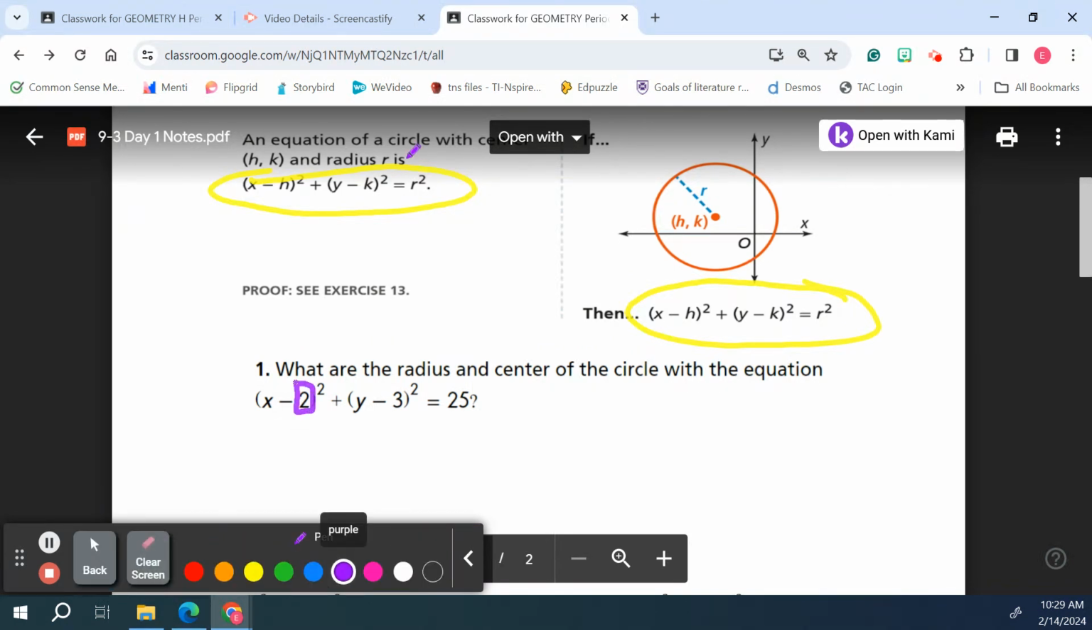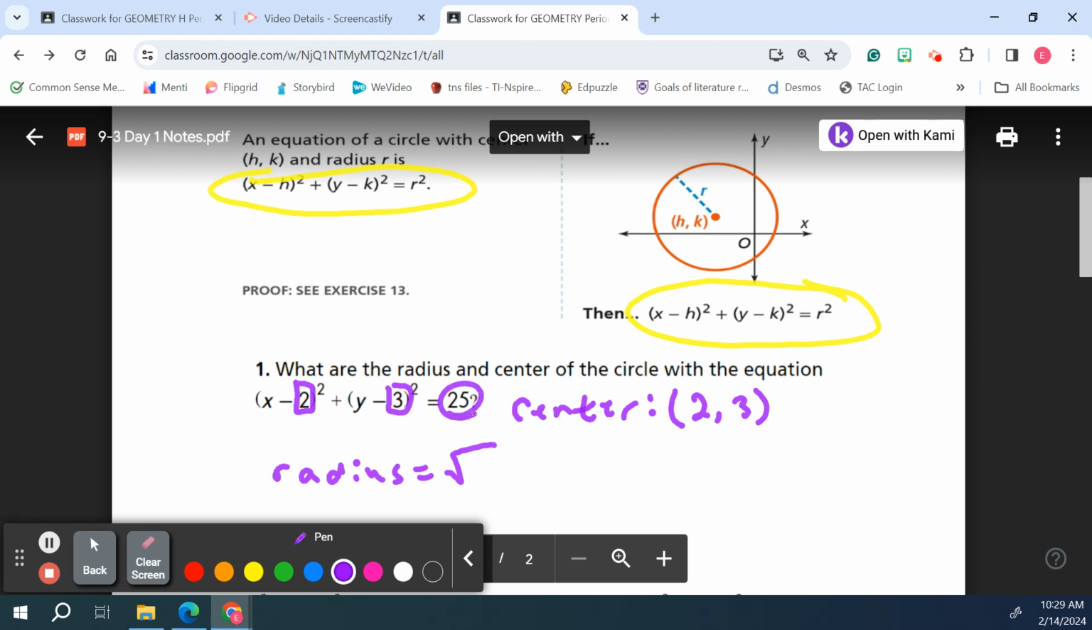So what I'm going to do is identify this. This is a 2. This is a 3. Since they're both negative, my center is going to be 2, 3. And the radius is going to be the square root of whatever this equals. In this case, 25. What's the square root of 25? 5. So we have everything. The center is 2, 3. The radius is 5. I want you guys to try the next 2 on your own.